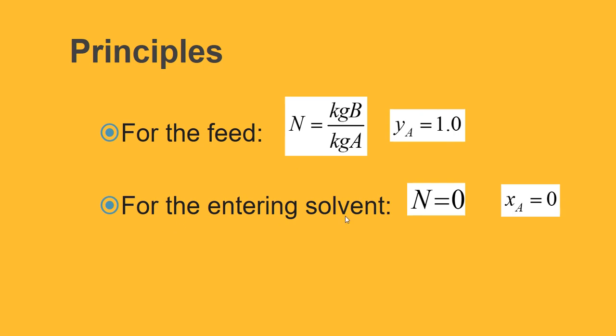As for the entering solvent, we don't have the solid. Our solvent is pure liquid, so it does not have the inert insoluble solid B. In the same way, if it does not contain the A, the solute that is to be leached out by it, then of course its XA will be 0. It will only have XA after it has already dissolved solute A from the solid matrix that contained it.